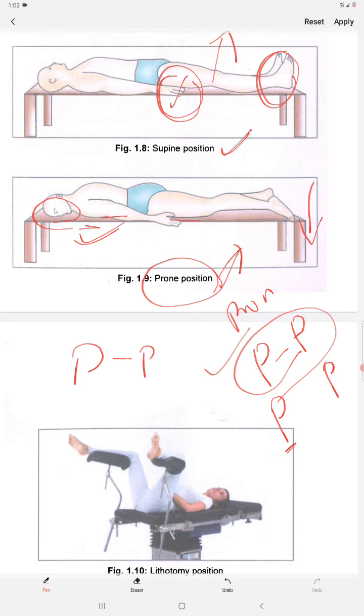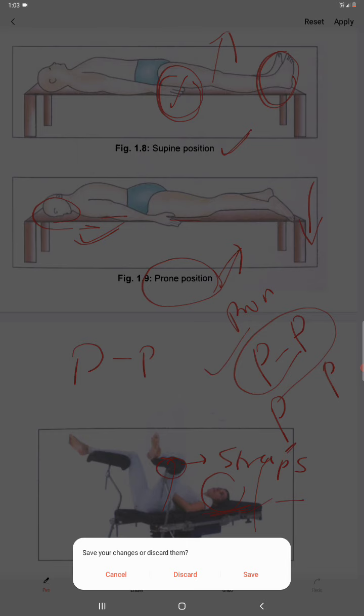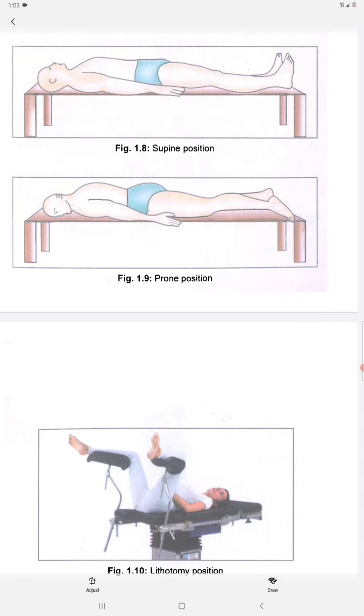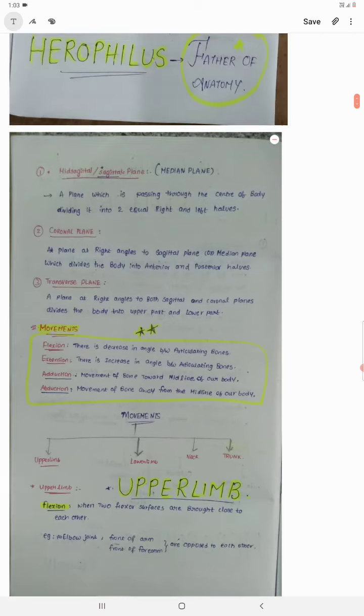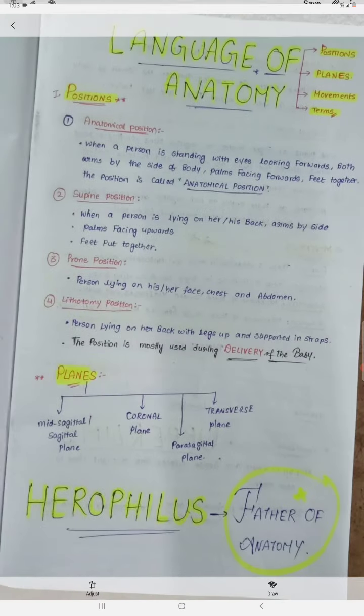These are the positions. And coming to the lithotomy position, we can see here the person lying on her back, with legs upwards supported with straps. These are the straps which give the support, and this position is mainly used during the delivery of the baby. These are the four positions of the body normally: the anatomical position, supination, pronation and the lithotomy position.